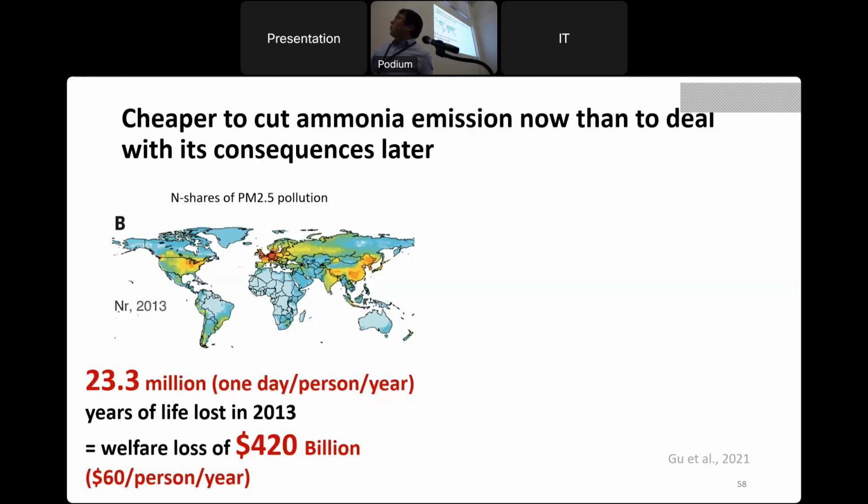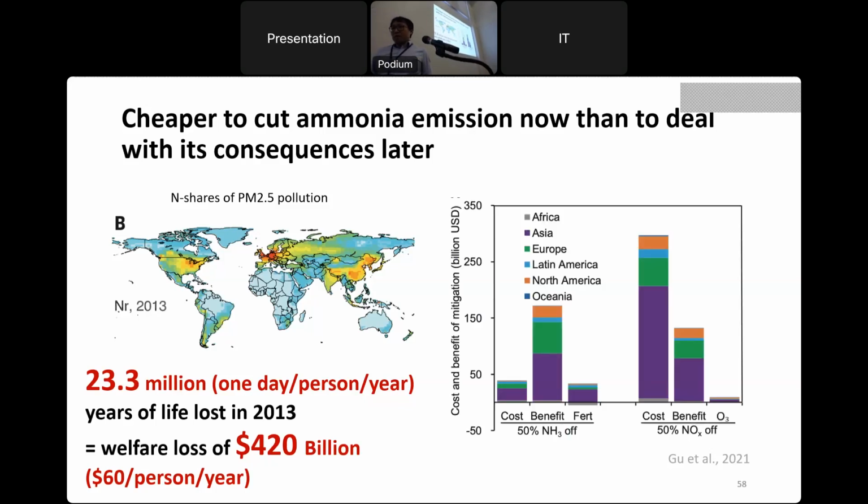for PM 2.5 pollution cost in total 23 million years of life lost in 2013 alone. That's about 1 day per person per year on average. The associated healthcare loss is about 400 billion, about $6 per person per year. I didn't make this up. This is reported by Gu et al. in a paper published in Science. They raise this question and they provide their solution.